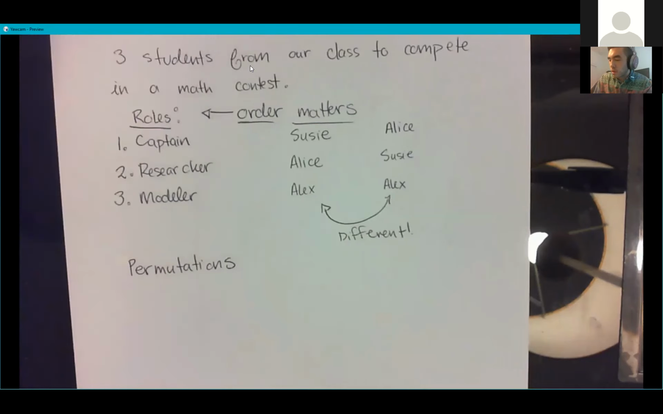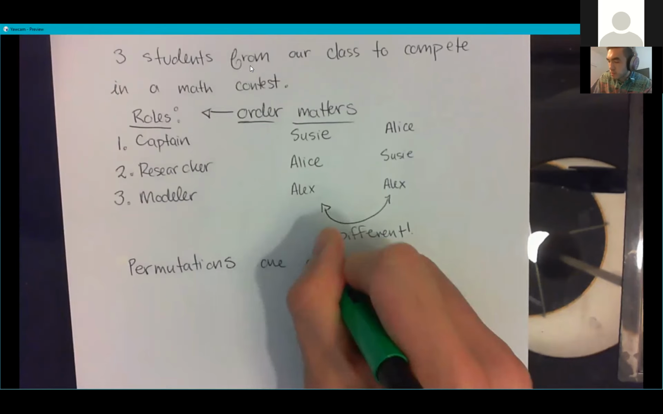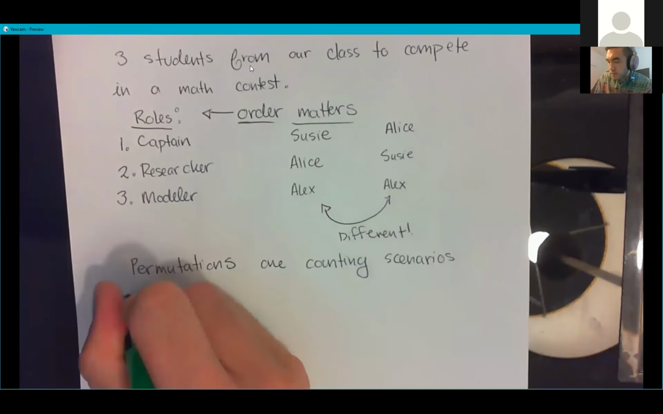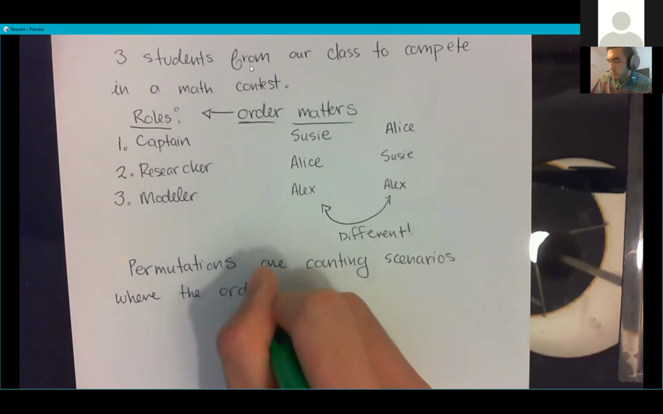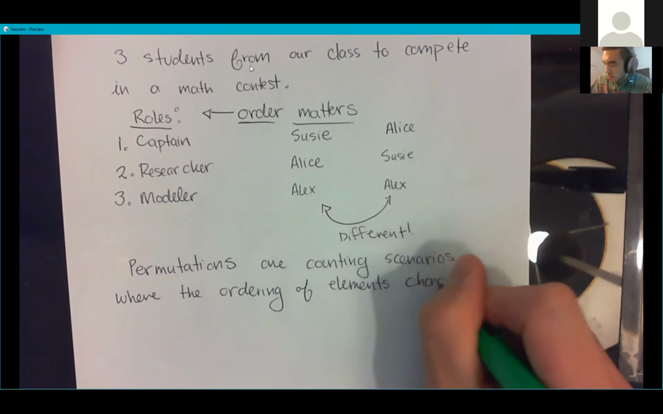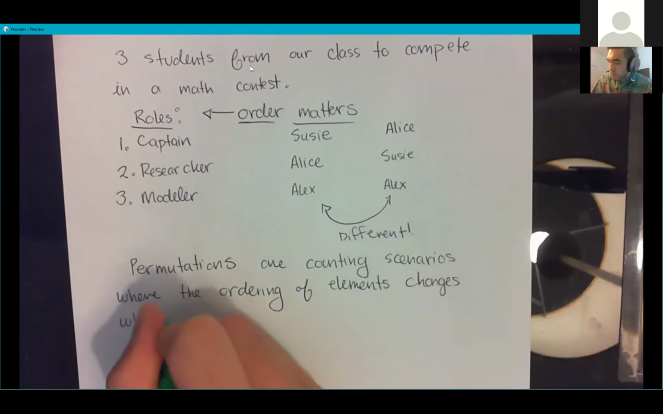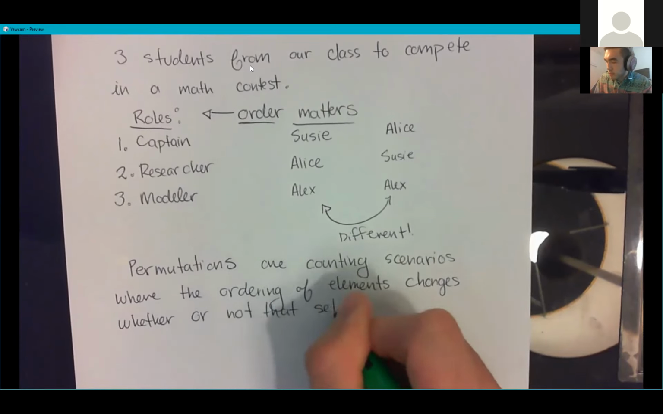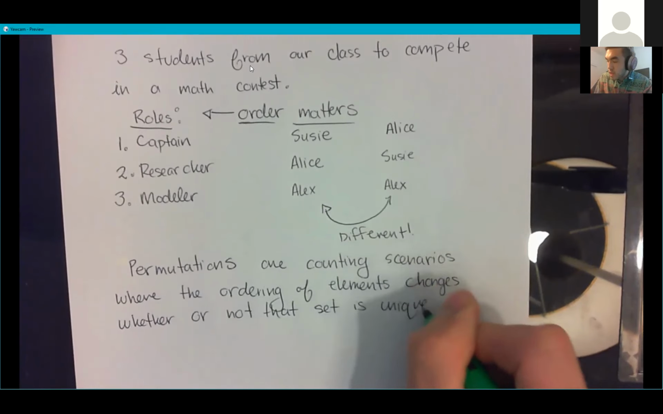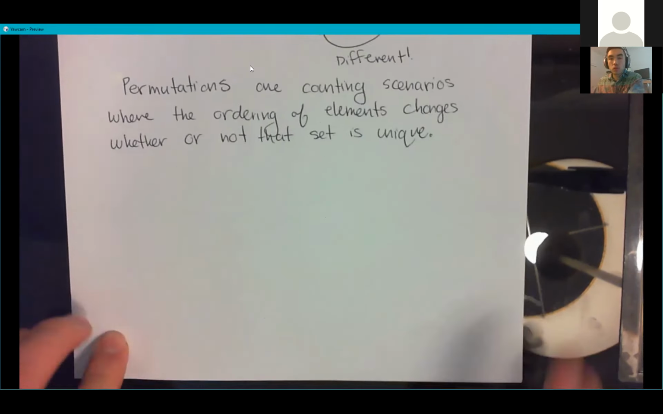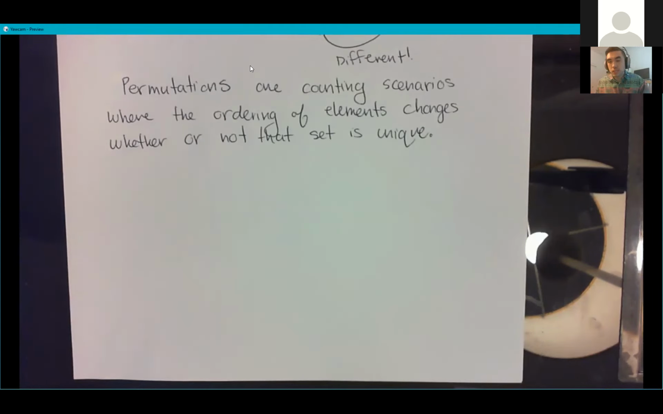Nonetheless, permutations are counting scenarios where the ordering of elements changes whether or not that set is unique. In this case, because this team has particular roles to it, this has to be considered a permutation, because just changing the order of two of the elements changes whether or not that secondary team counts as being unique and will add to our total.